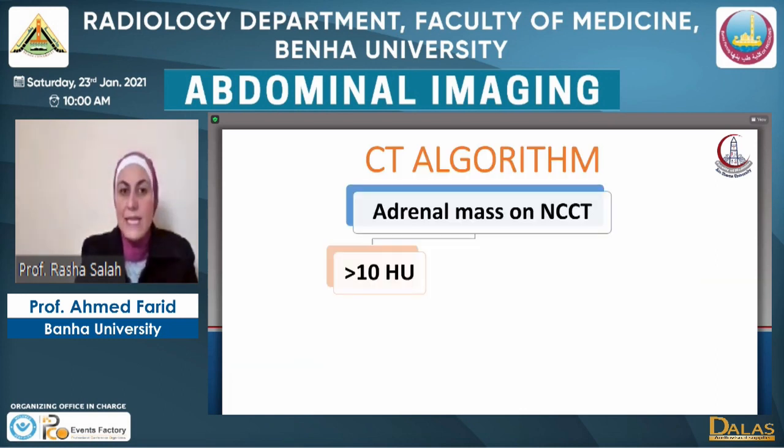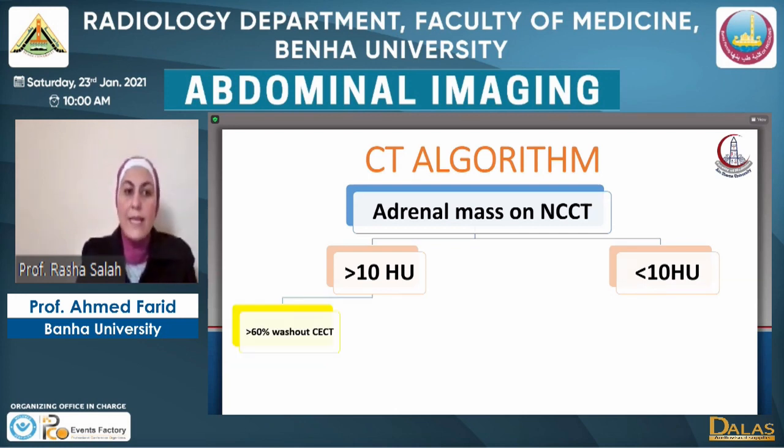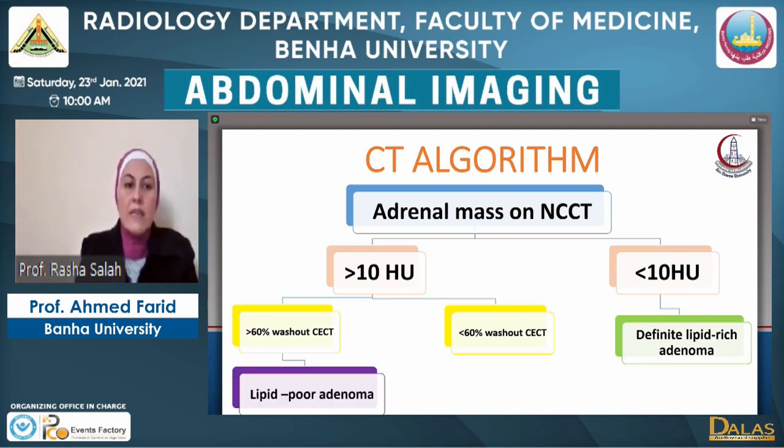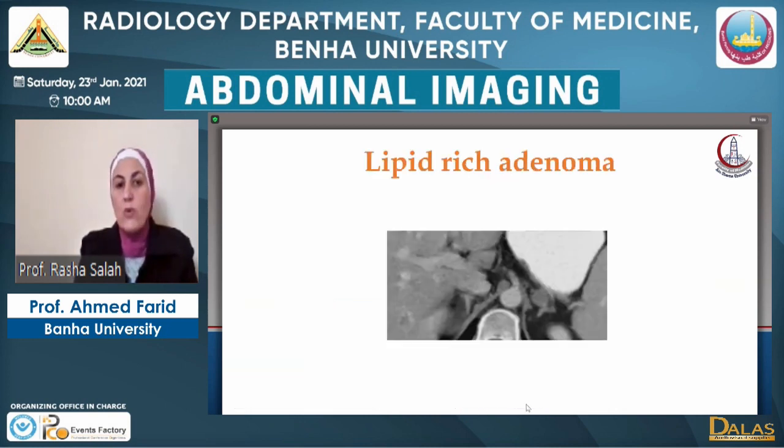So if we have an adrenal mass, whether it is more or less than 10 Hounsfield units, and whether it has washout more or less than 60, if it is less than 10, then we are dealing with a definite lipid-rich adenoma. And if it has absolute washout more than 60, then it is a lipid-poor adenoma, and this is characteristic. But if we have a lesion that has absolute washout less than 60%, then we are dealing with an indeterminate lesion. Let's see what a lipid-rich adenoma looks like on the CT.